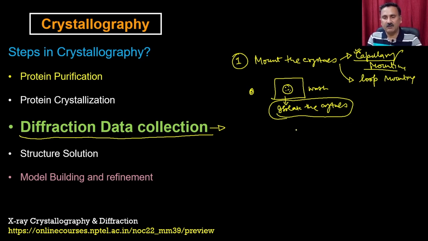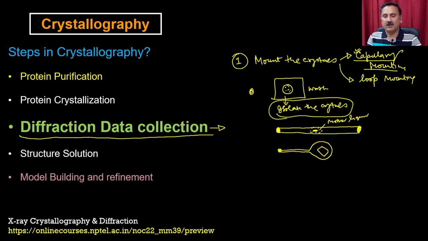In the capillary method, you have a glass capillary, and you can place the crystals in it along with some amount of mother liquor. Then it has to be sealed from both ends with the help of clay, and then you can use it for mounting. In comparison, in loop mounting, you have a rod with a loop, and you place the crystal in the loop.